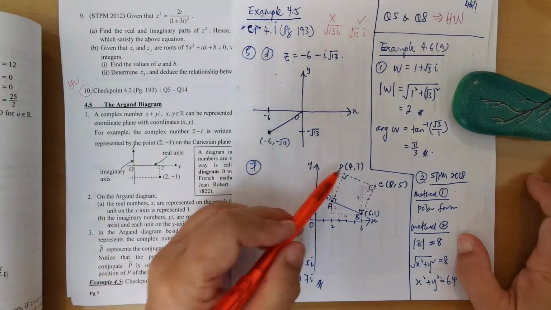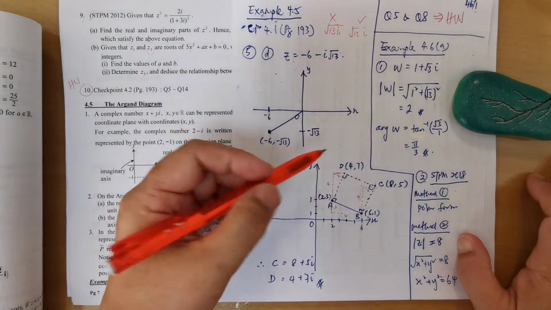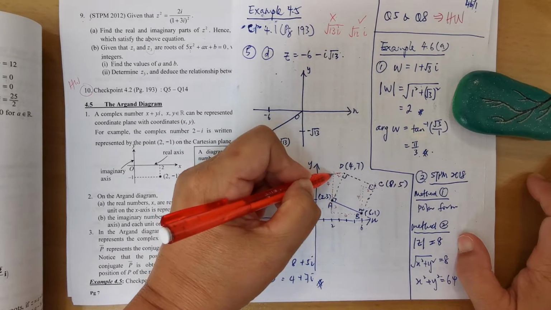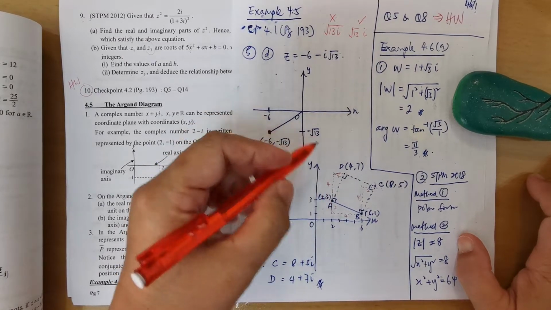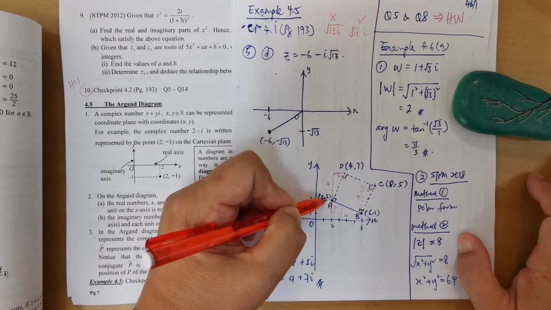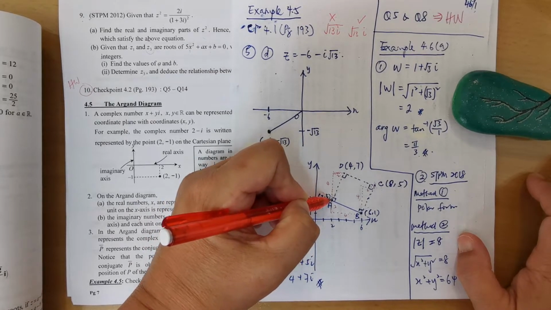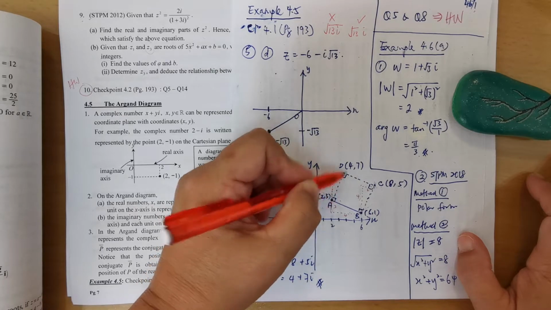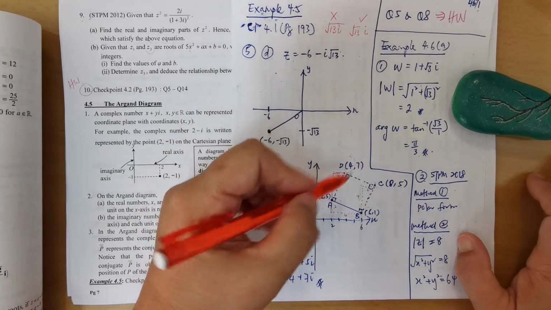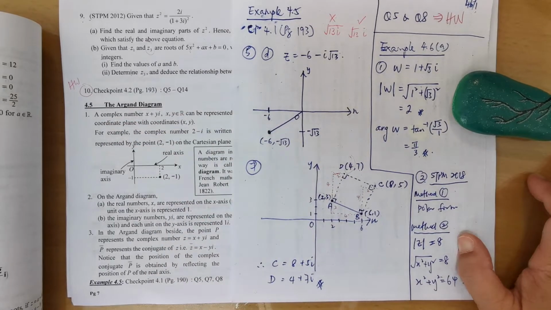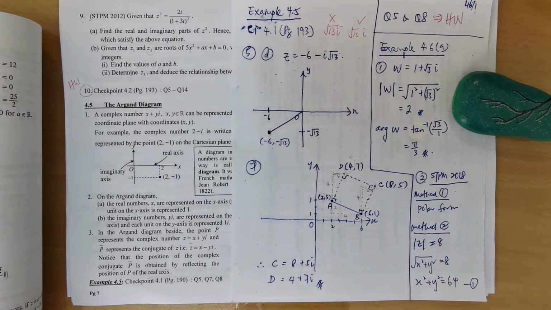To get point D, it's the same thing. From here, I move up 4 units and horizontally 2 units. Originally this is 2, so move horizontally 2, so 2 plus 2 is 4. And originally this is 3, so 3 move up 4 is 7. So I get the coordinate for point D, 4, 7.